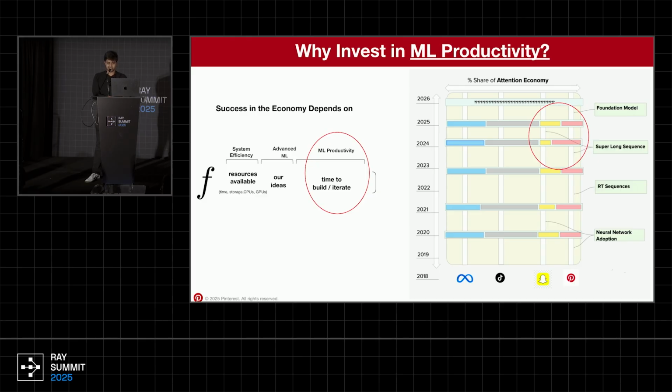And the third, often ignored factor is, what is our time to build and iterate? What is our idea to iteration velocity? And that ends up playing a very interesting role. So a case study, like the red circle, if you see on the other diagram.